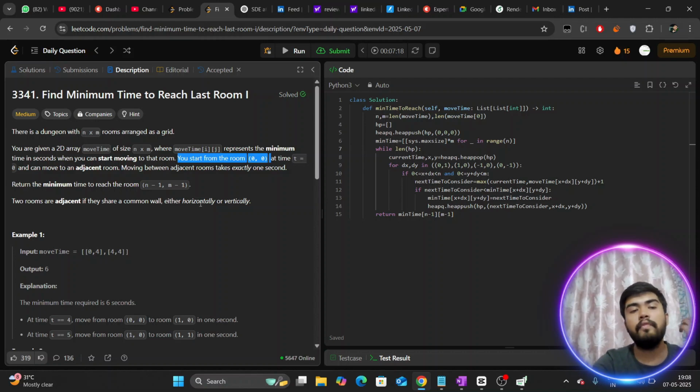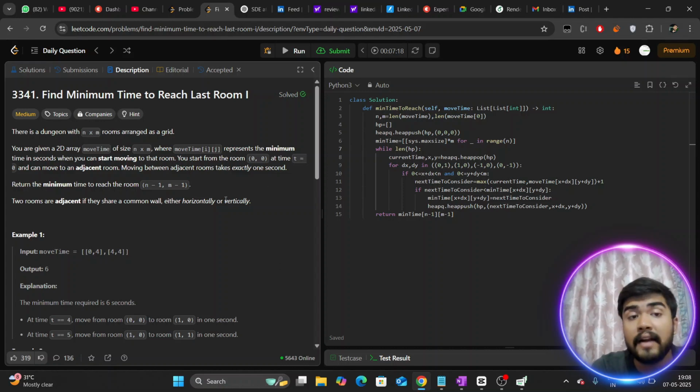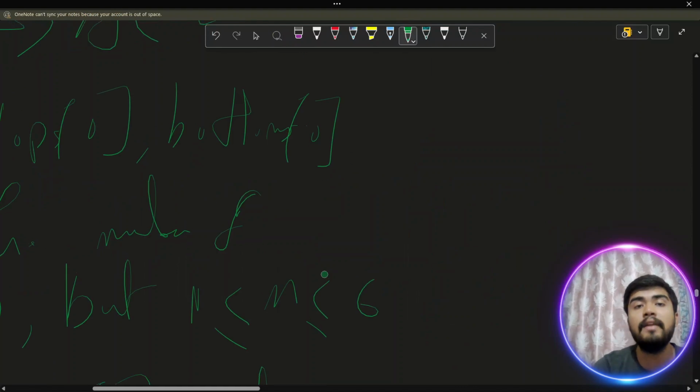So you can move in those directions at t equals 0. Moving between adjacent rooms takes exactly one second, so when you move from one cell to any adjacent room in 4 directions, it is going to take one more second. Finally we have to return the minimum time to reach room n-1, n-1. First we will try to understand what they are stating by this rule, where moveTime[i][j] represents the minimum time in seconds when you can start moving to that room.